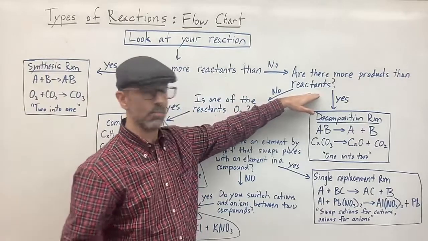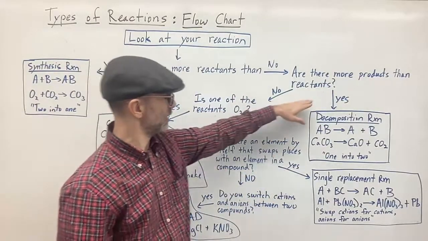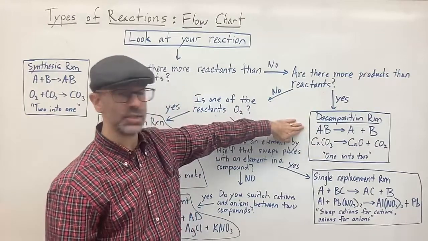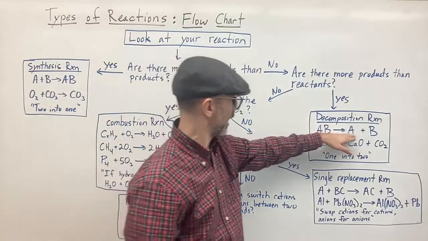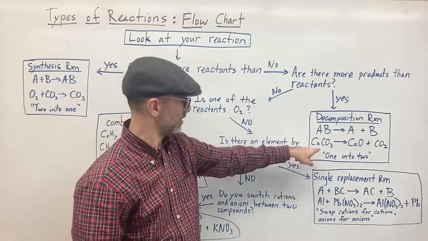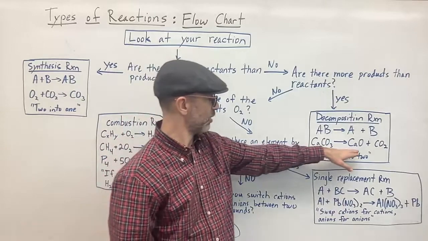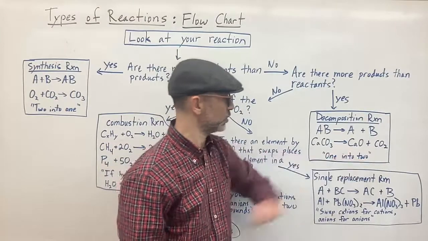If the answer is no, the reactants are not more than the products, well, then the question is, are there more products than reactants? If the answer is yes, then you've got a decomposition reaction. So your AB breaks apart into A and B. And so again, we have the example: calcium carbonate breaks down into calcium oxide and carbon dioxide. So the 1 goes into 2.